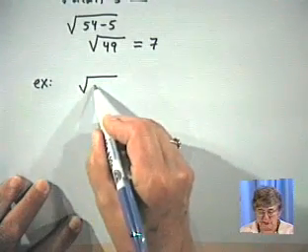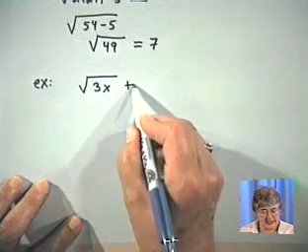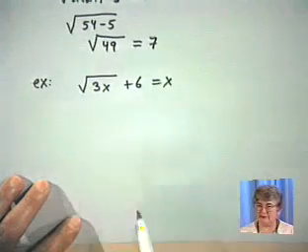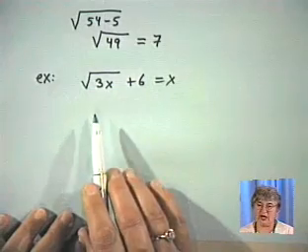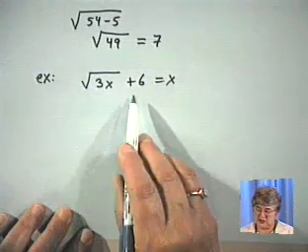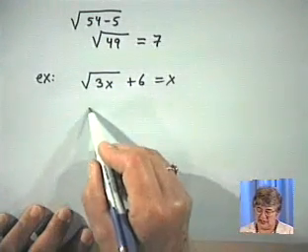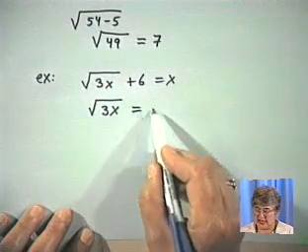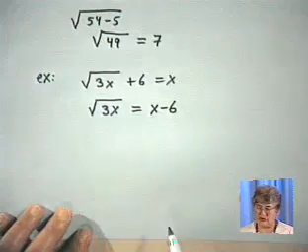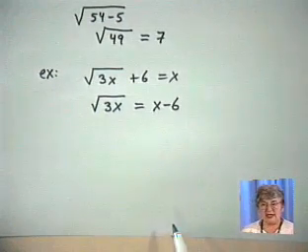Suppose we have the square root of 3x plus 6 equals x. Remember in the last example, I mentioned that it was important to leave the radical on one side by itself. So let's take everything else to the other side. So we're going to leave the square root of 3x on the left, add a negative 6 to both sides, and so on the right we have an x minus 6.